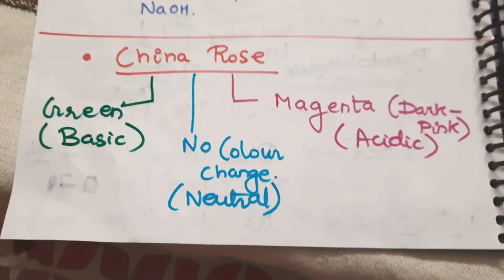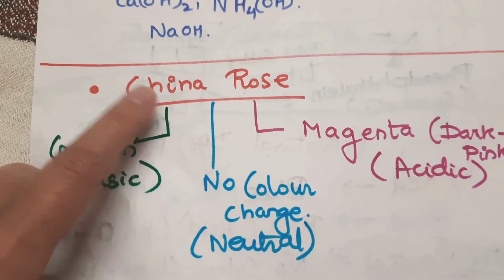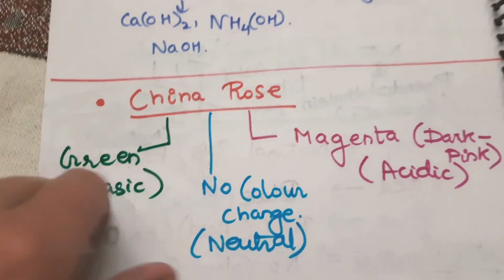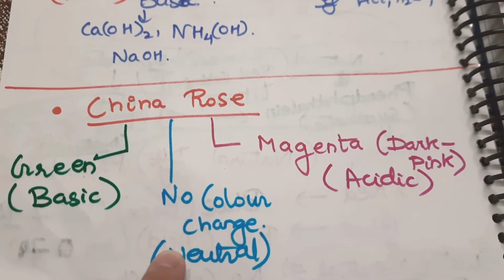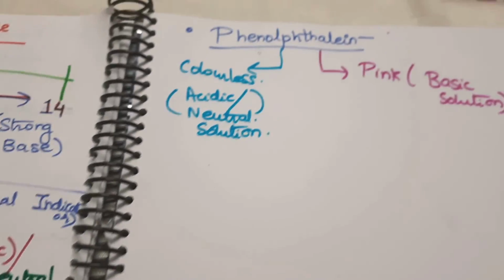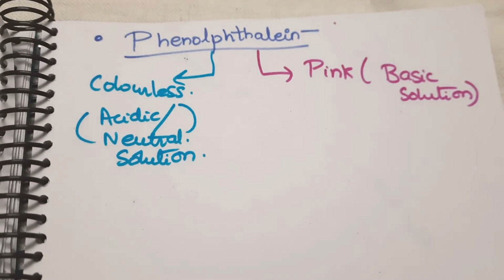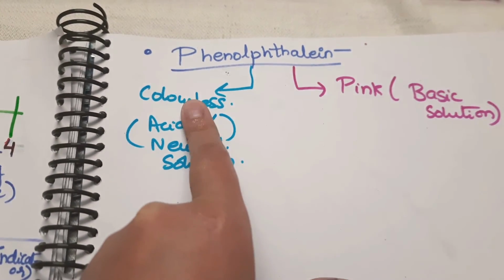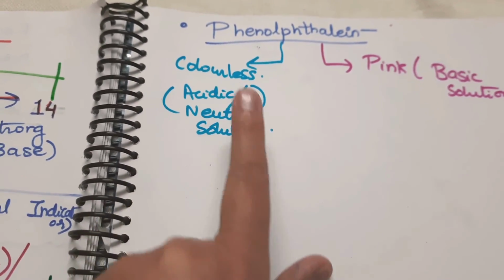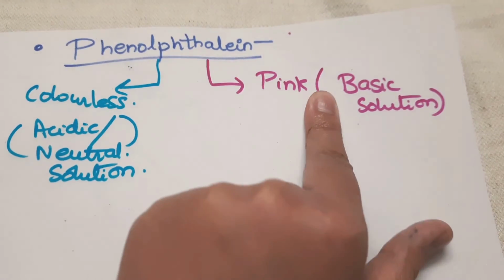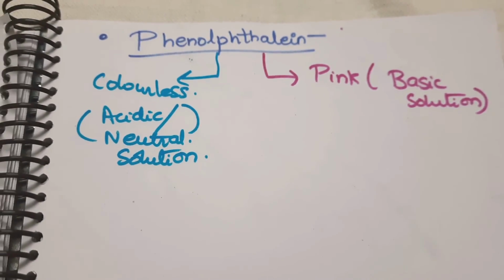Now the China rose. China rose is also a natural indicator. It will turn green when basic, magenta or dark pink when acidic, and no color change when neutral. Now the next one is a synthetic indicator, which is phenolphthalein. Phenolphthalein is colorless when the solution is acidic or neutral, but it will show pink color in a basic solution. So that is all about indicators.